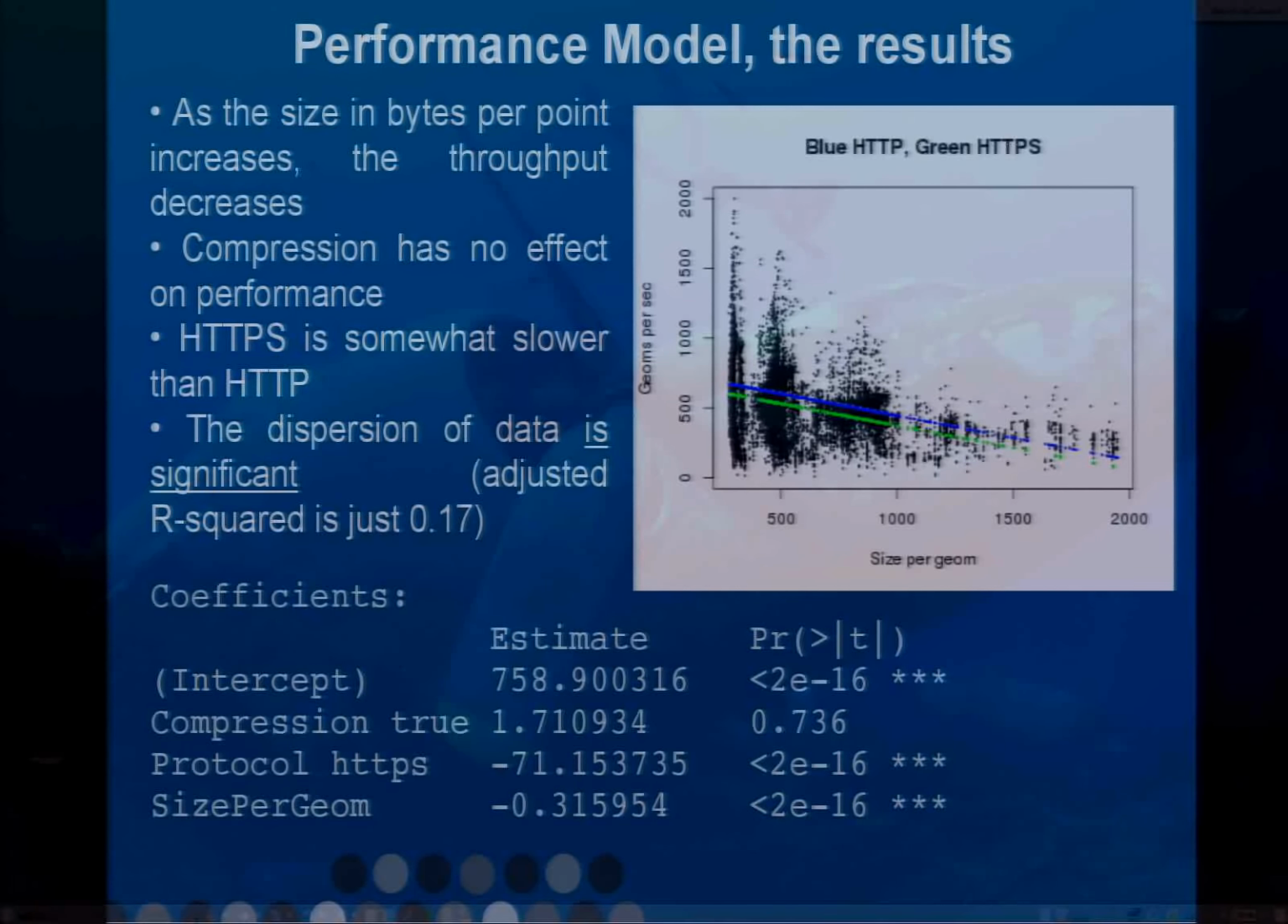Now, the results are interesting, but this hurt a bit as well, because we found out, I used a linear model for this, not an analysis of variance, actually, that the compression is not relevant. It's far too high. That's the number over there. The protocol plays a part, and of course the size per geometry plays a part. So basically, these are predicted values. The green line is HTTPS and the blue line is HTTP, which means that performance in geometries per second throughput decreases when the size per geometry is increased. Okay, that's kind of obvious.